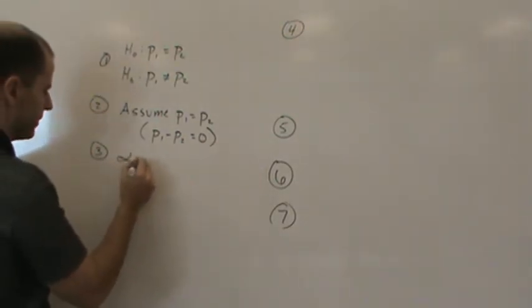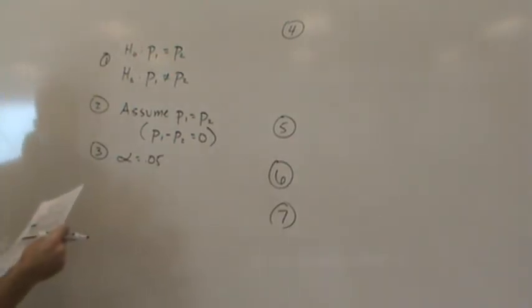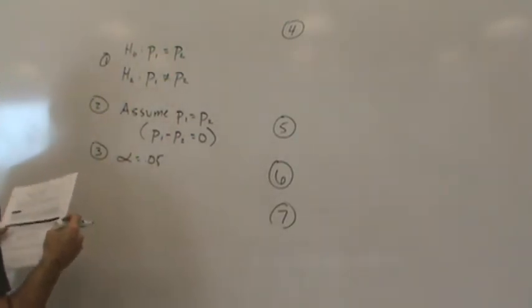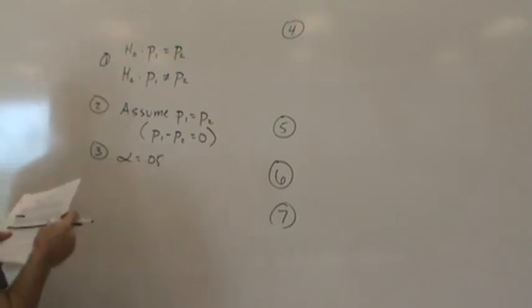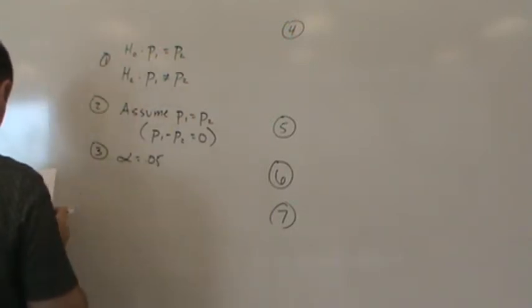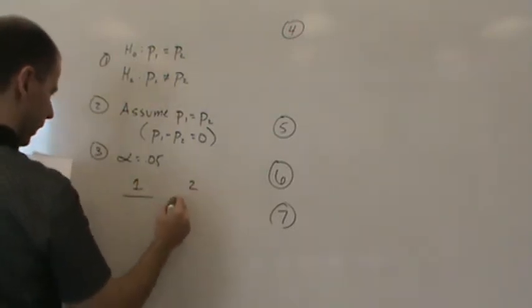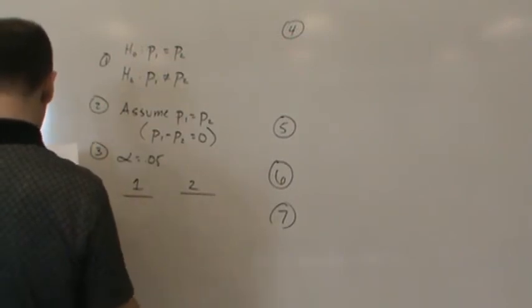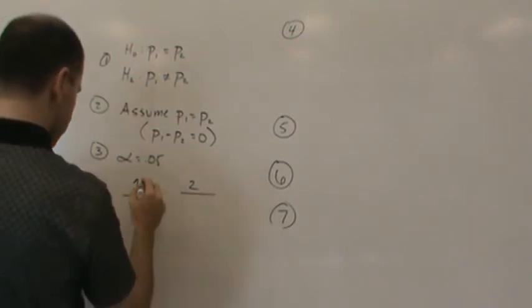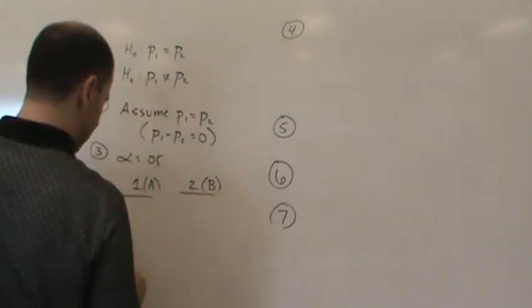Now, alpha in this case is equal to 0.05. And what do we know? Here we go. So let's decide how we're going to do population 1 and population 2. Let's just do the first one as population 1, so we'll put 1 here and 2 here. So this is valve A. So valve A is population 1, valve B is population 2.